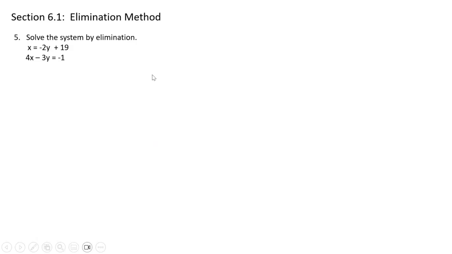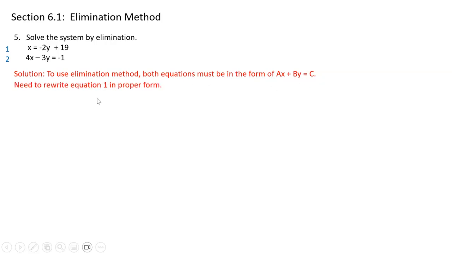Now let's do one by the elimination method. Okay, I should have done the same one as before, right? But we should have gotten the same thing, 2, 0. But this is another example. In order to solve by elimination method, they have to be in the form ax plus by equals c. Okay, but equation 1 is not in proper form. So I need to rewrite equation 1.